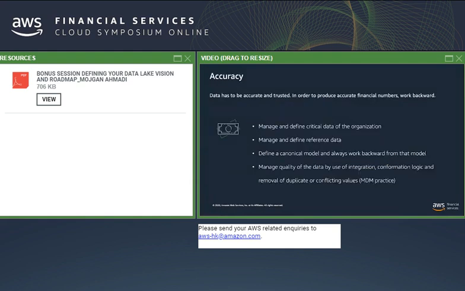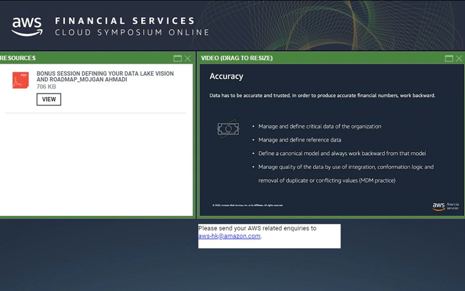Let's take a look at accuracy. Data has to be accurate and trusted. In order to produce accurate financial numbers, always work backward. Manage and define your critical data of the organization. Manage and define your reference data. Define a canonical model and always work backward from that model.